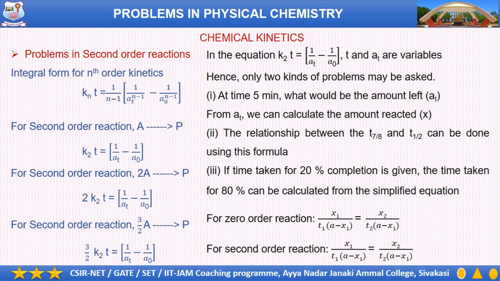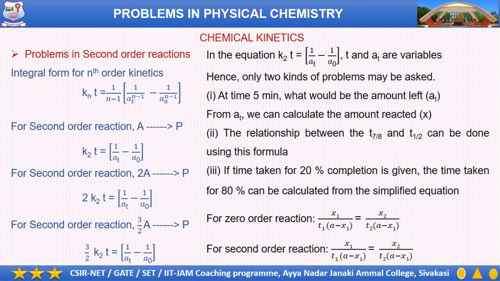Suppose anybody gives 2A giving the product. It is following the second order kinetics. Only for 1 mole of A, this is the equation. If 2A is present, just multiply it by 2. If 3 by 2 A gives a product, just multiply it by 3 by 2 and so on. We will first see this simple equation, then we will go for the difficulty level, and you can make use of this equation.